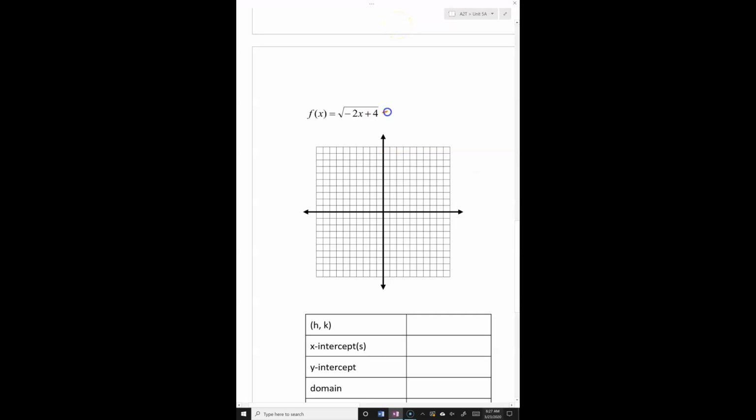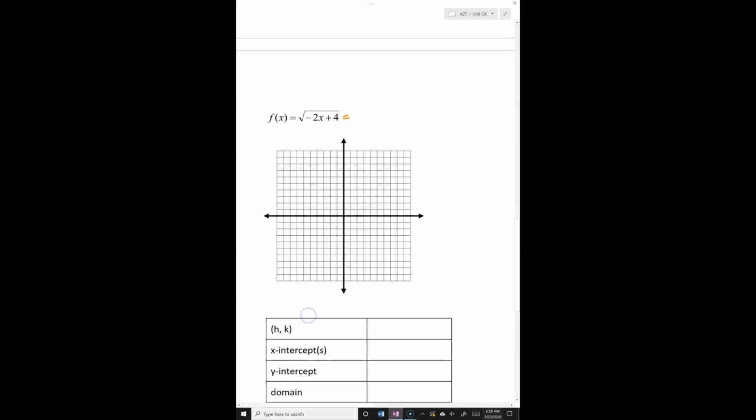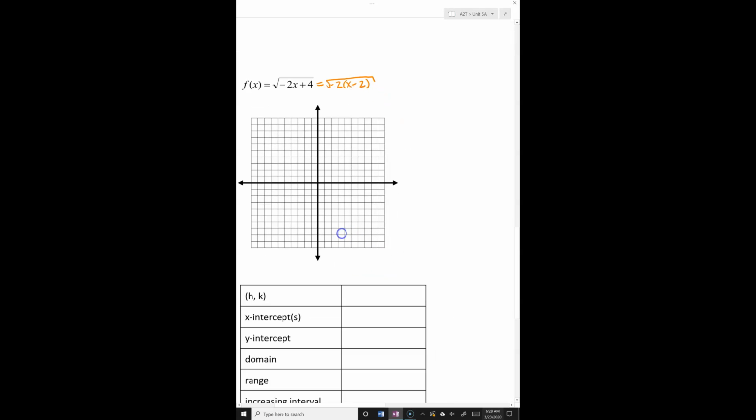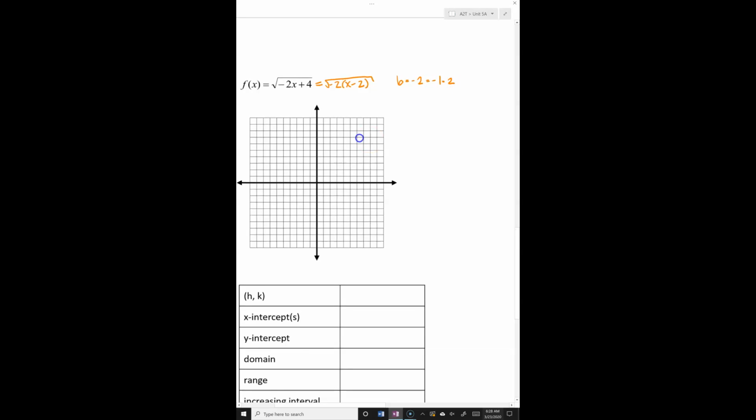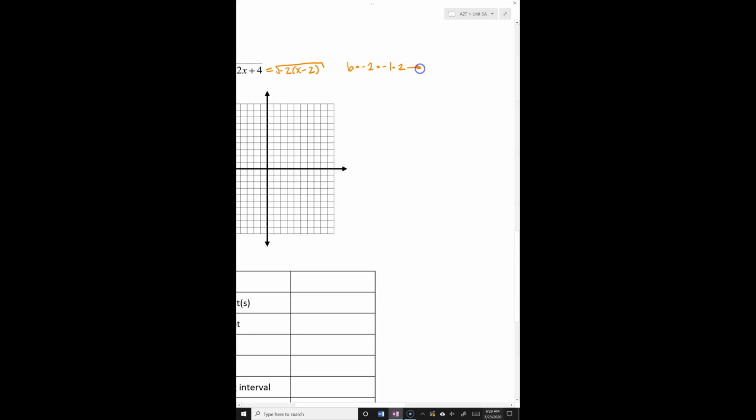But what do we have to remember? Yes, if there's a b value, you must always factor it out before you start your transformations. So we get negative 2 times the quantity of x minus 2. Now our a value is 1, so we're not going to have any vertical shifts, stretches or compressions. Our b is a negative 2. So not only are we going to have that horizontal reflection, but we're going to have a horizontal compression.